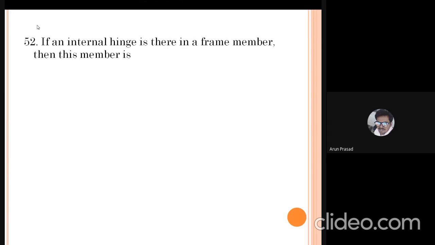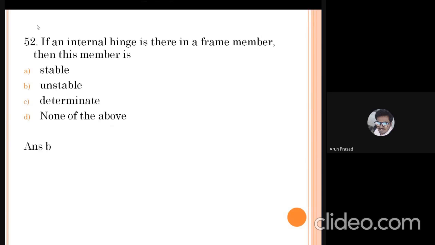So next one, I hope this is the last one. If an internal hinge is there in a frame member, then this member is stable, unstable, determinate, or none of the above. Again I'll repeat, in a frame member, if there is an internal hinge, then the member will be stable, unstable, determinate, or none of the above. So it will be an unstable member.